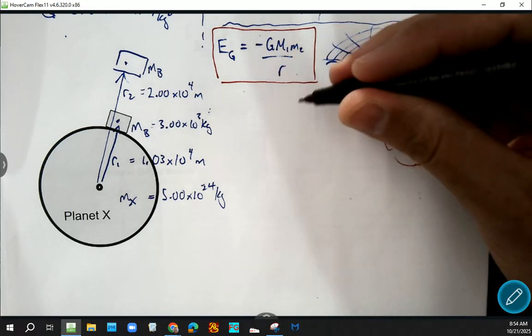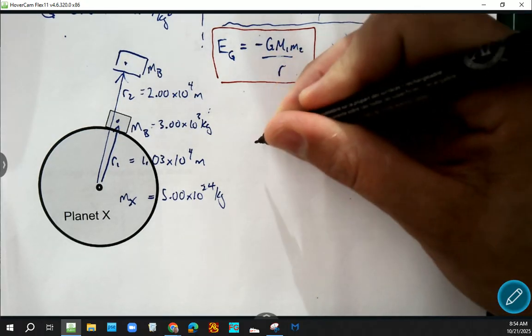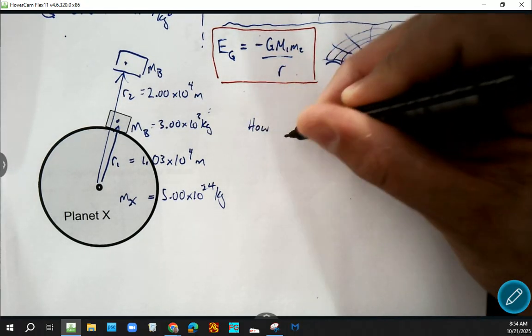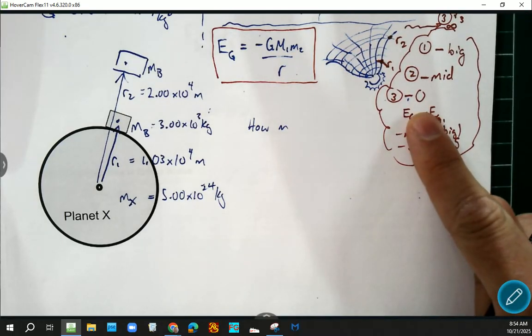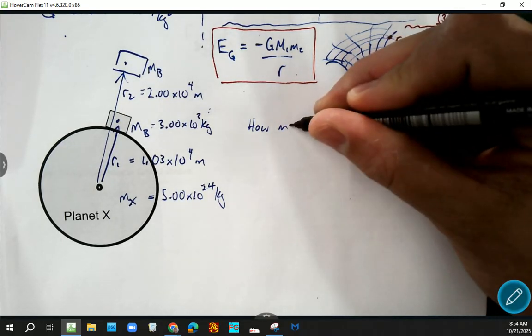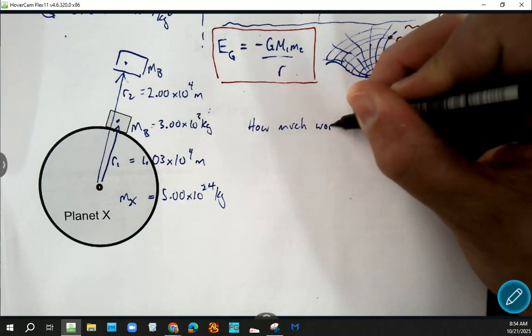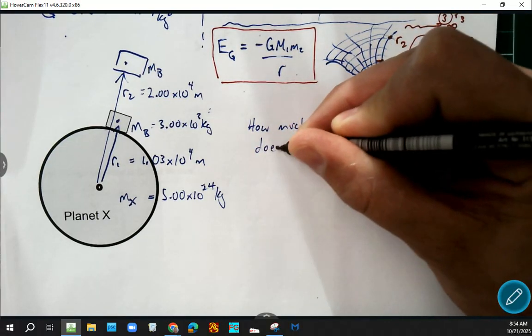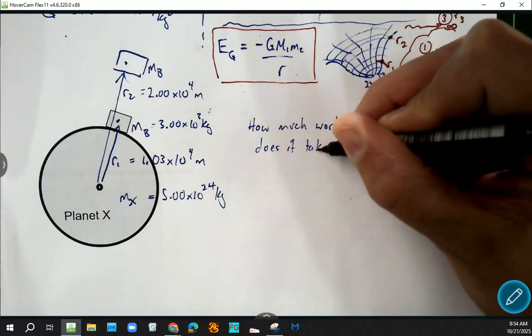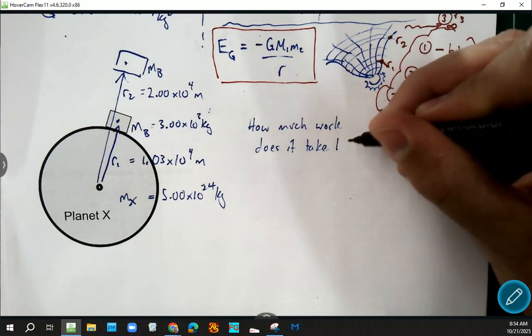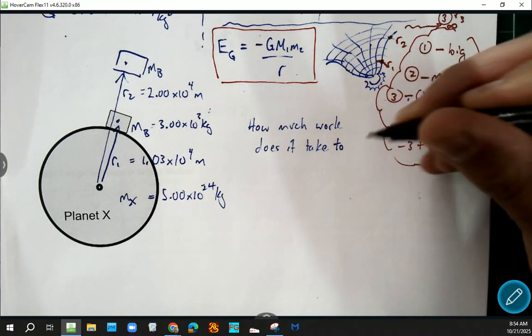And if we do a little bit of math on this one, we ask the question, how much work, because remember, we tried to do this with no numbers, now we've got to do it with a little bit of numbers. How much work does it take to just lift the box?